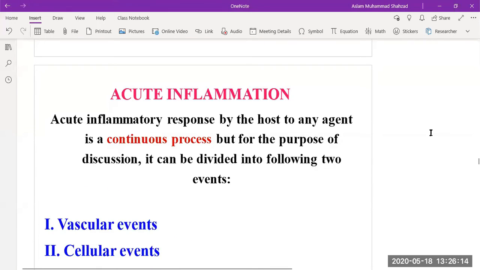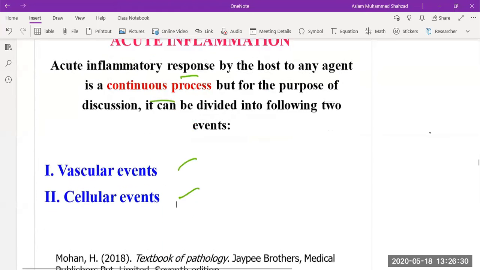When we take a look at acute inflammation, I discussed that the acute inflammatory response by the host to an agent is a continuous process, and it can be divided into two types. One is the vascular event, and the second one is the cellular event.